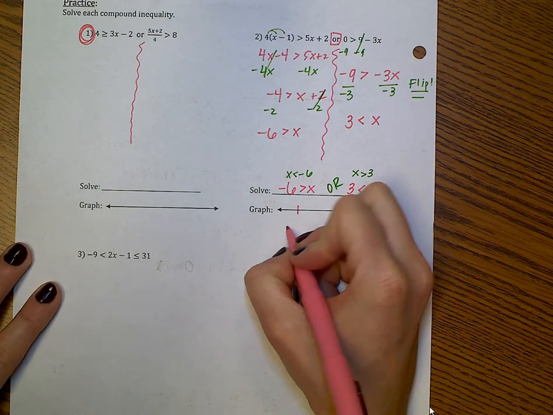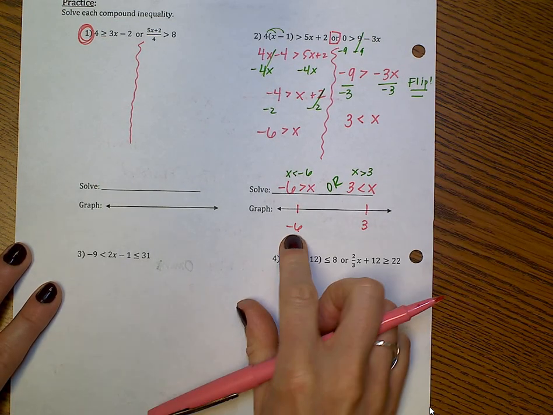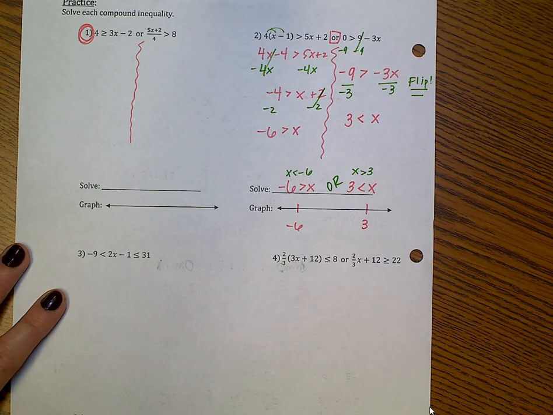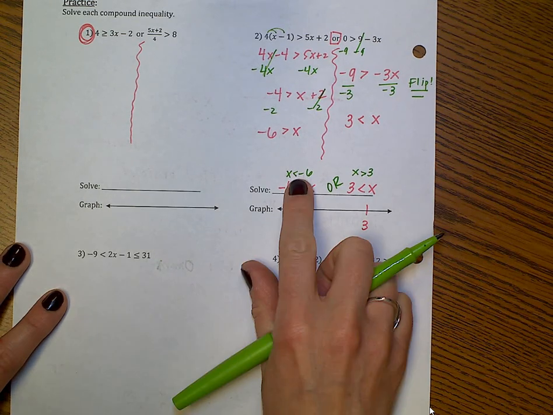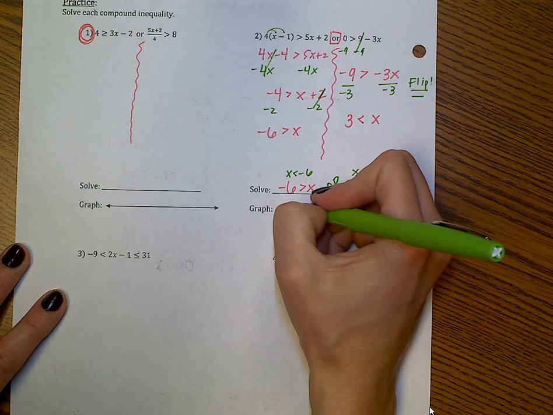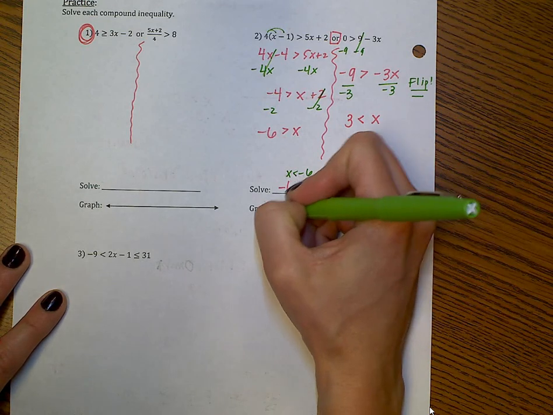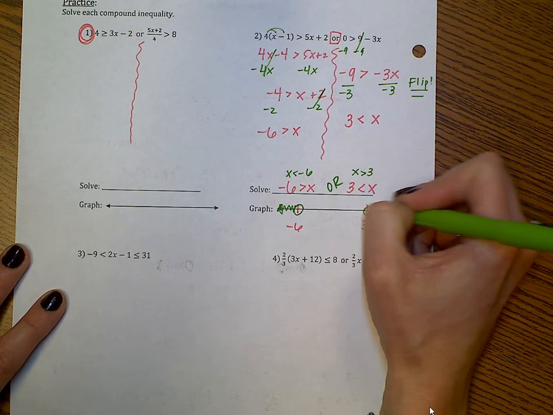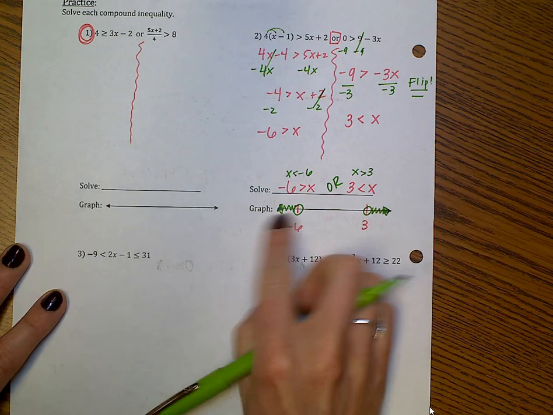When I graph it, smaller numbers go on the left, bigger on the right. So let's see. I need numbers that are smaller than negative 6, open circles for both of these here, and bigger than 3. So shade to the left, shade to the right.